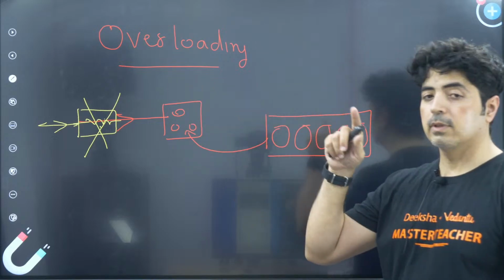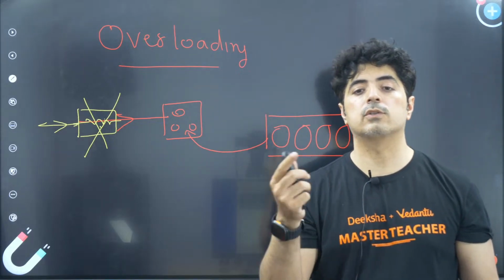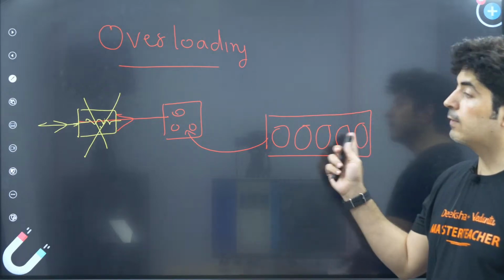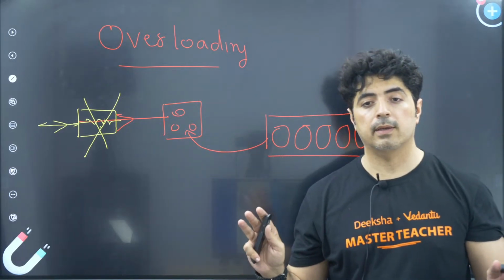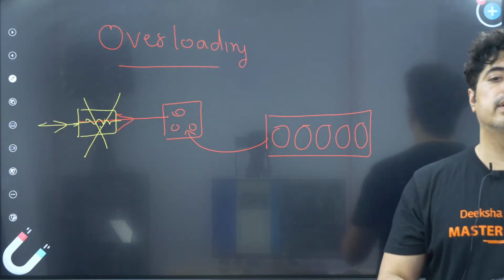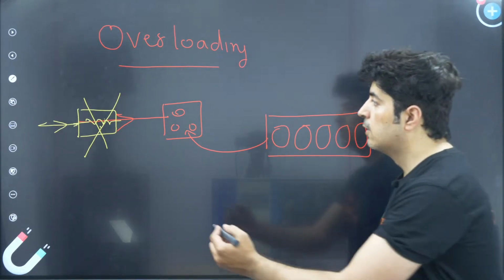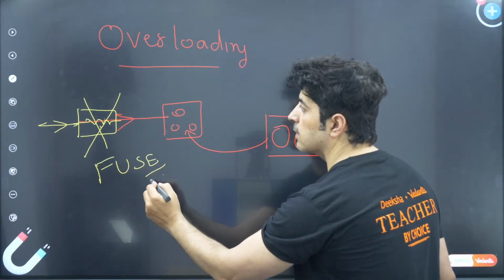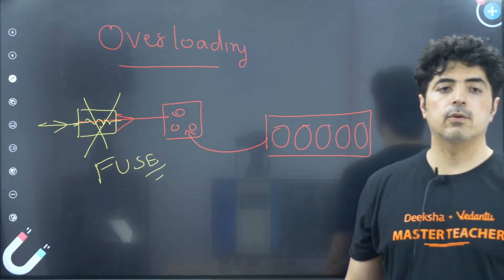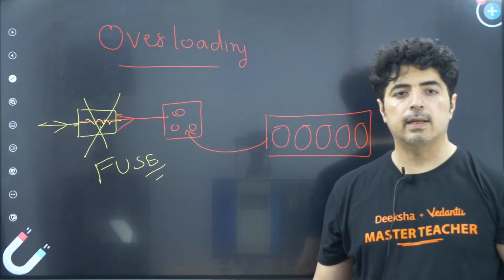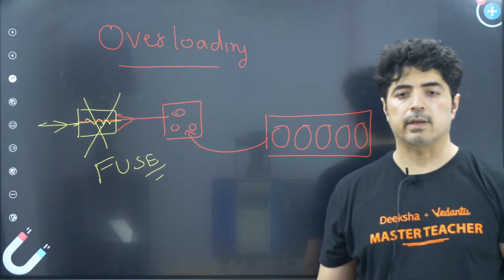Overloading, this question is very important, guys. What is overloading? You should be able to explain it in your own words. If you want, you can even draw this diagram. It's not wrong, by the way, okay? You can even draw this diagram, understand it, and explain how it is protected using a fuse. This has to be your answer. Very important. Again, I'm telling you, very important. Another very important topic with this, the second, is short circuit.